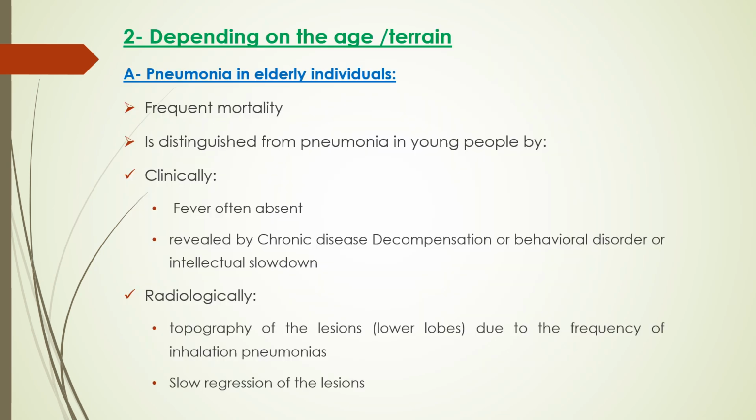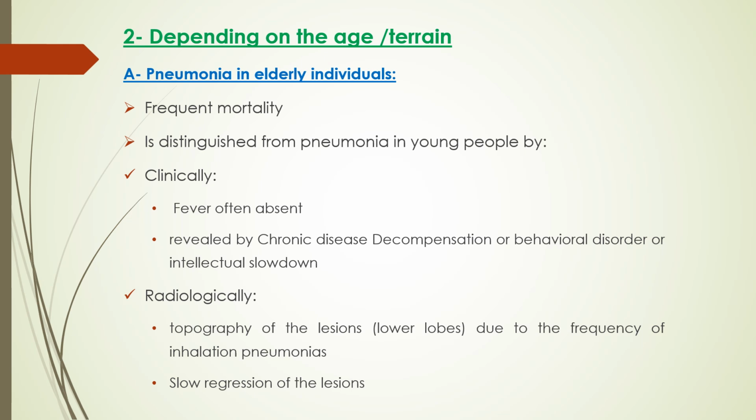Secondly, we are going to talk about infection depending on the age or on the term. So, for example, pneumonia in elderly individuals is a frequent cause of mortality, and it is distinguished from pneumonia in young people by the clinic first.